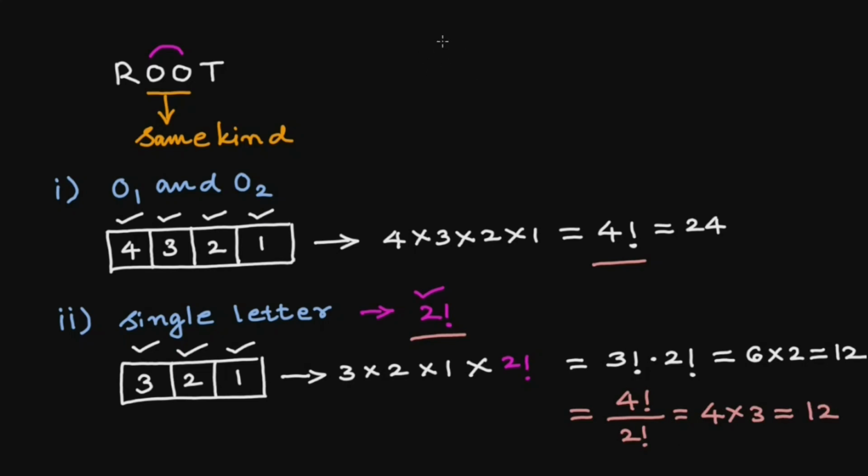So whenever there are n objects out of which r are of the same kind, then the total number of permutations that we can make is n factorial upon r factorial.